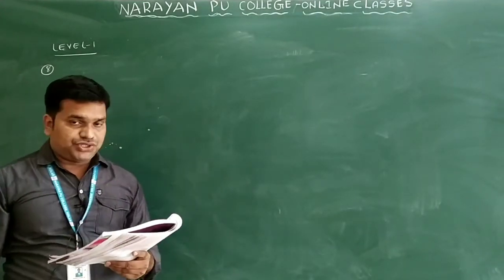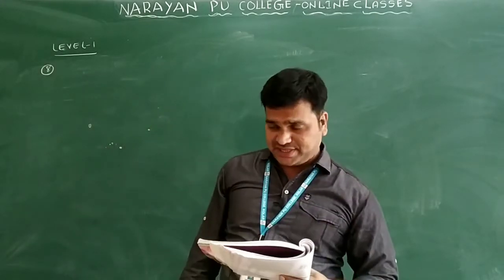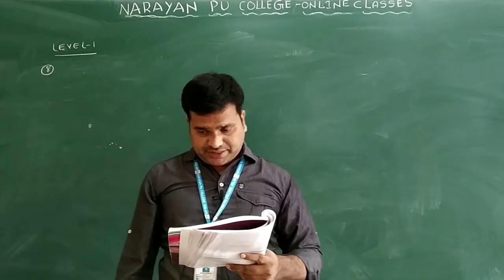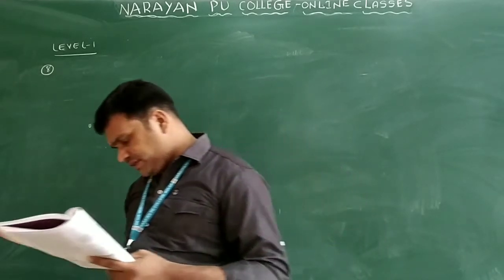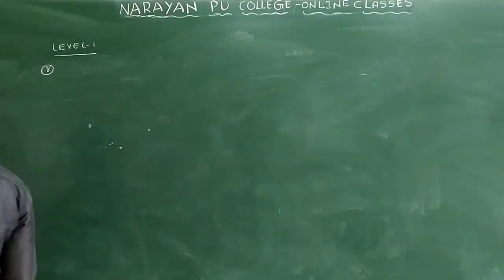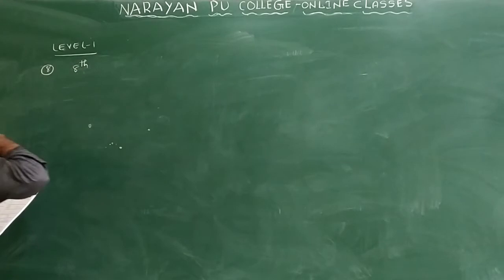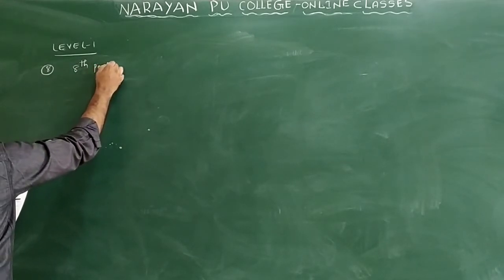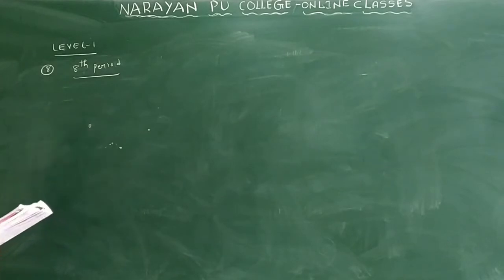Question 8 only. The number of elements which should be theoretically present in the 8th period of the modern long form of the periodic table. But you can see, there are up to 7 periods only. The 8th period is not there.